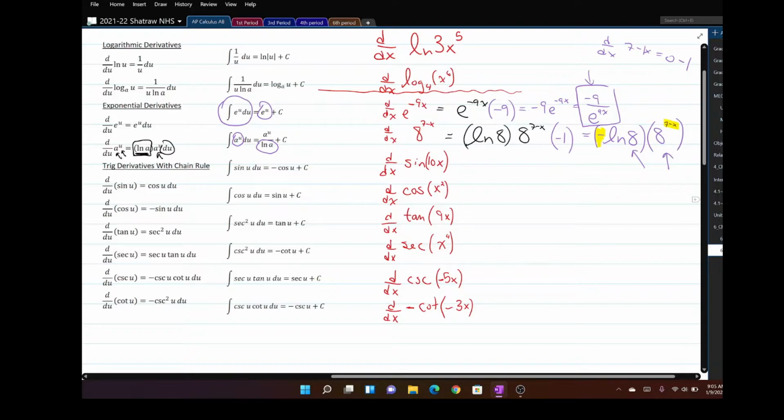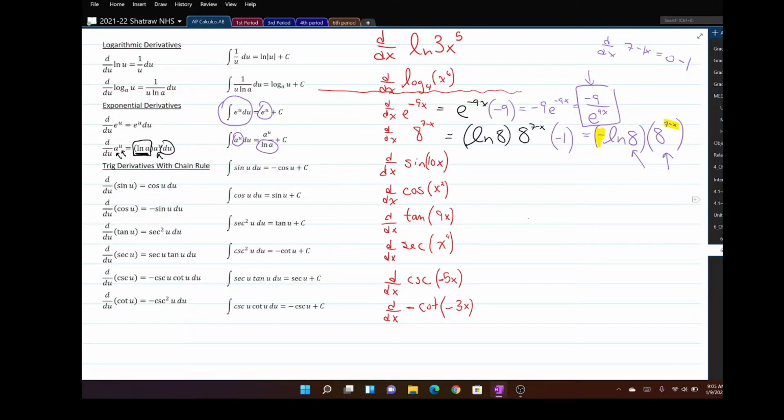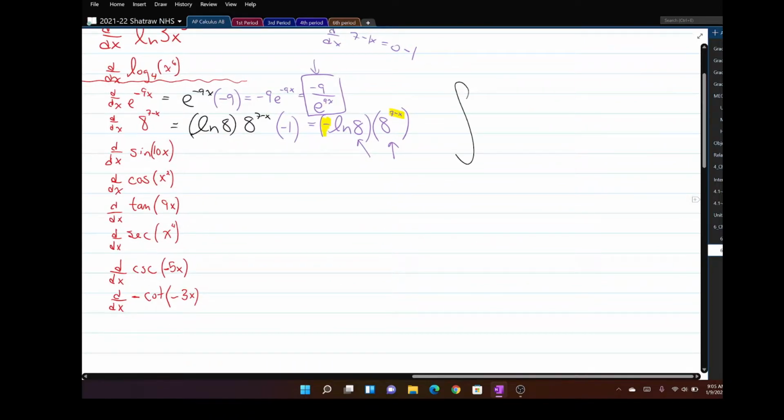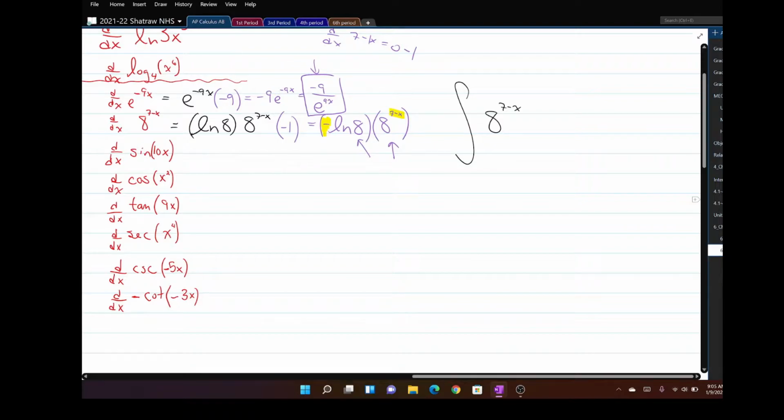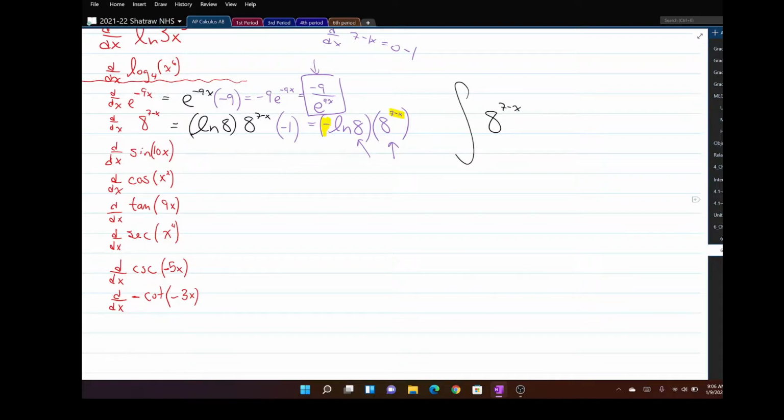So that actually makes the problem too easy. So what I'm going to do is give you the integral of just 8 to the 7 minus x power. And you are going to have to figure out, where did the natural log go? I wanted there to be a natural log in front, and there isn't. So I'm going to teach you a process where you're going to end up creating that constant that was missing.